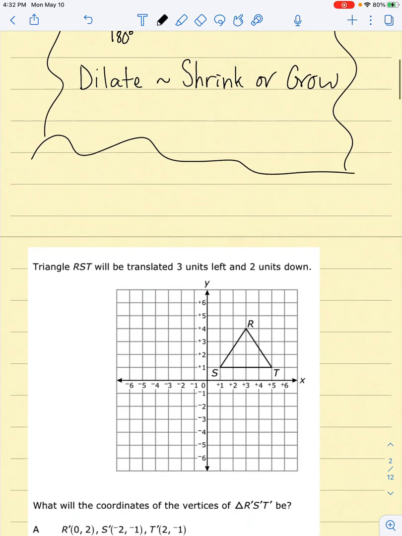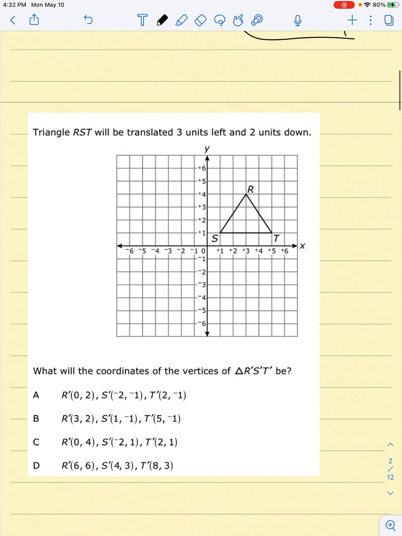All right, so let's take a look at number one. Number one says triangle RST will be translated, that means slid, 3 units left and 2 units down. What will the new coordinates of triangle R prime, S prime, T prime be?